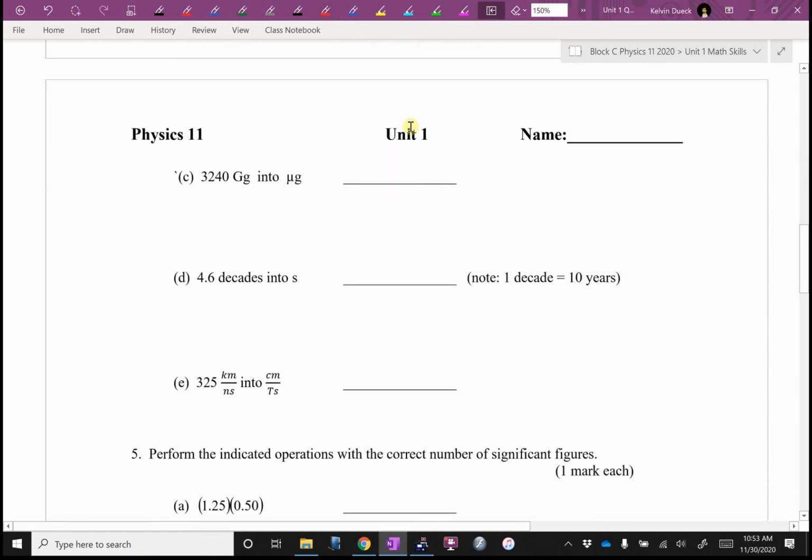Next page over. 3,240 gigagrams into micro. Oh, this is going to be big. Write down what they gave me. I want gigagrams to cancel, so just grams on the top. Giga. 10 to the 9th. And it goes where the giga isn't.